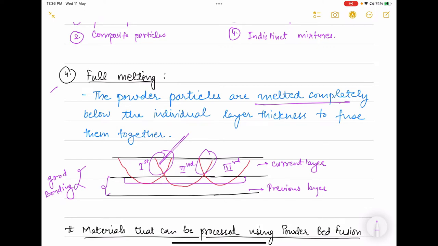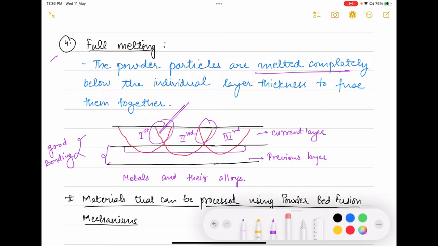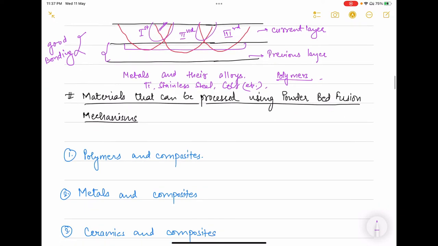So this is basically done for engineering metal alloys. This is basically done for metals and their alloys. Also, some polymers are processed using full melting. Some examples are titanium, stainless steel, cobalt chromium alloy, etc. They are typically fully melted, and this results in more desirable properties than cast parts or wrought parts from their identical alloys.